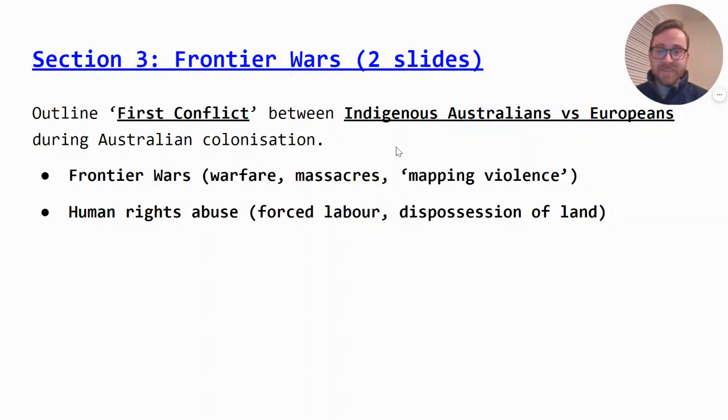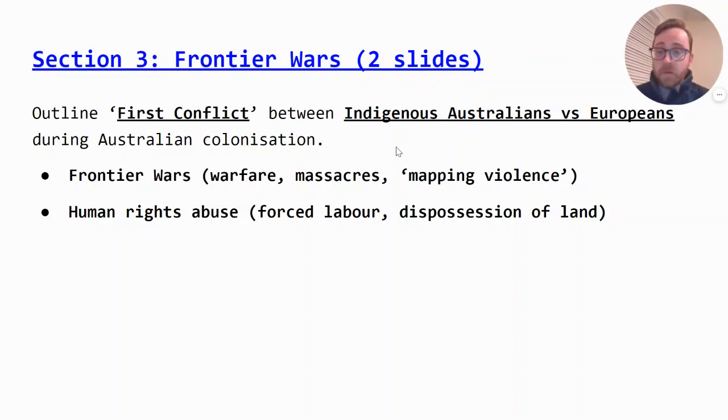Outline first conflict between the Indigenous Australians and the Europeans during Australian colonisation. So in this section, you're looking at the frontier wars. So we looked at Genmara's War, we looked at the Black War, the Black Line in Tasmania, but there's a number of different places you could go to look at warfare, massacres. We've worked on that Google map, the digital interactive map we've looked at, where we literally mapped out violence. That might be a good thing to reference or to look for as a research tool.